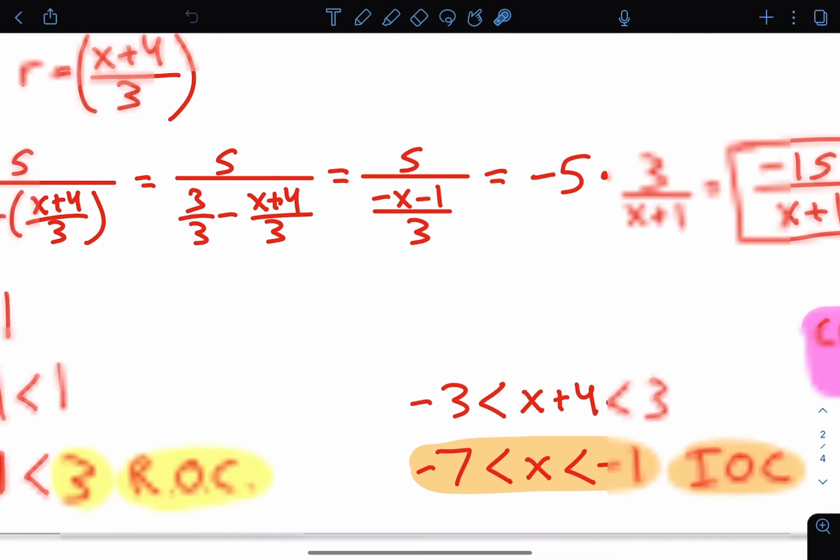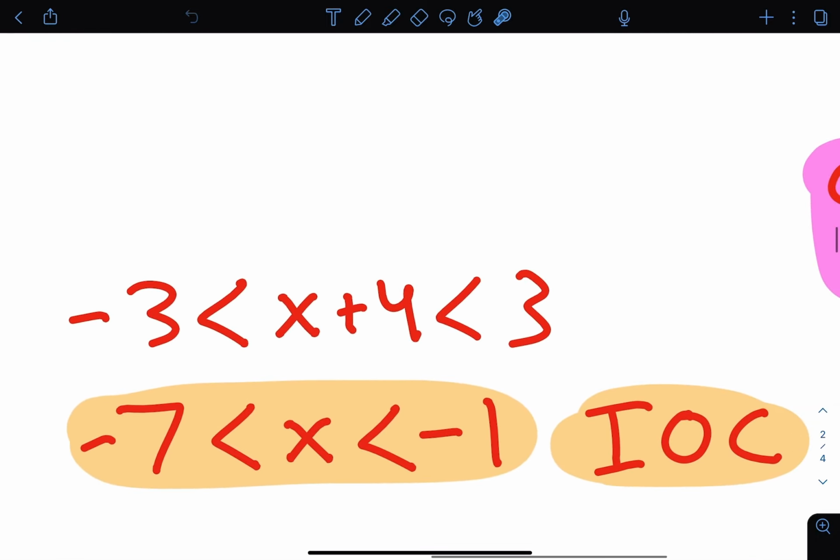And now, if I write that out as a compound inequality, so negative 3 less than x plus 4 less than 3, subtract the 4 on each side, I get negative 7 to negative 1 is my interval of convergence. And now there's one more thing I want to mention here that is going to come up.